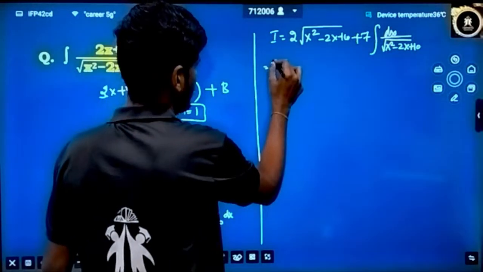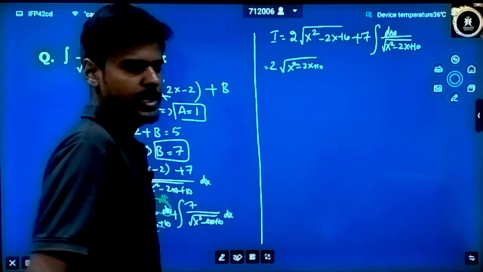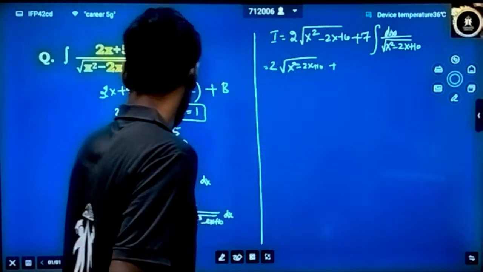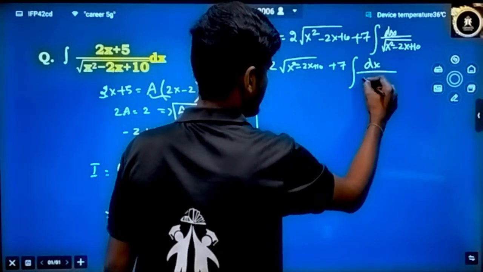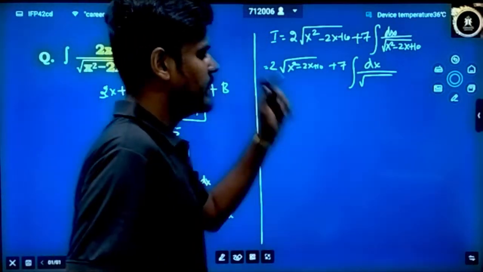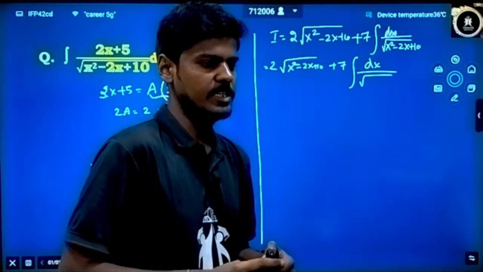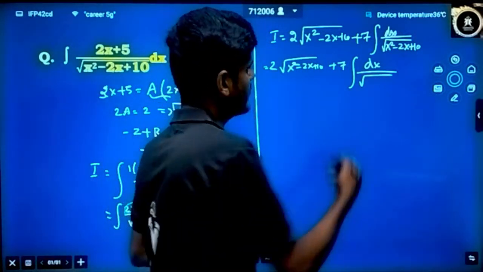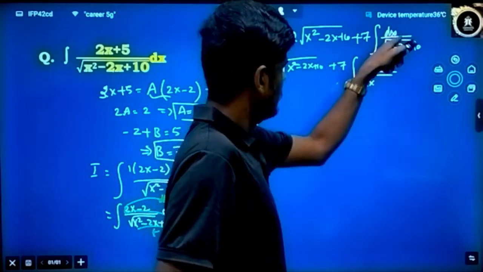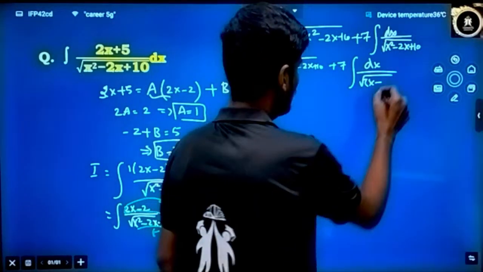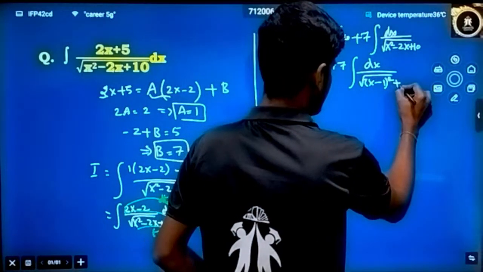Now what do we need to do? The first term will be as it is, we have already integrated this: 2 times root of the denominator, plus 7 into dx by square root of the quadratic. We already know the formulas for integrals in terms of x square minus a square and x square plus a square, so we will write this in terms of a perfect square. What will we get? First write x square minus 2x as it is, x minus 1 whole square, that means we are adding 1 here, so the remaining will be 9, that is 3 square.